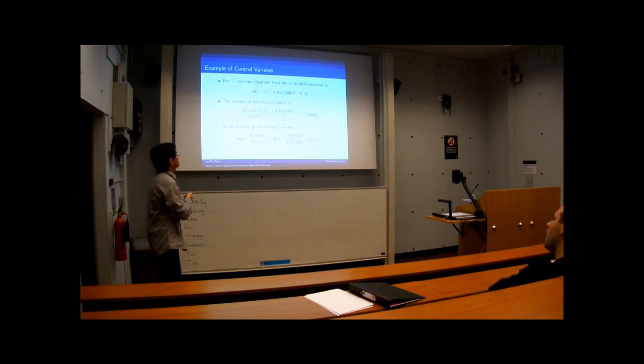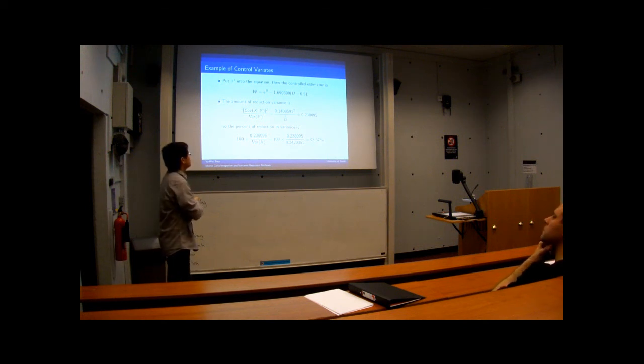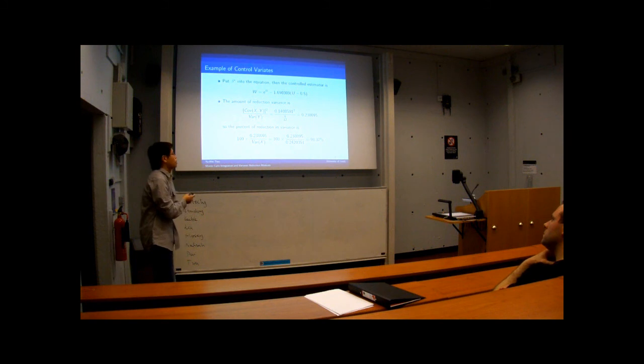So we compute beta star and we put beta star into the equation. We got the control estimator W equal to e to the power of u minus this one, and the amount of reduction in variance is this. We just put in the values we calculated before, and we got the answer 0.238095. So the percent of reduction in variance is 98.37%, which is a large amount of reduction in variance.